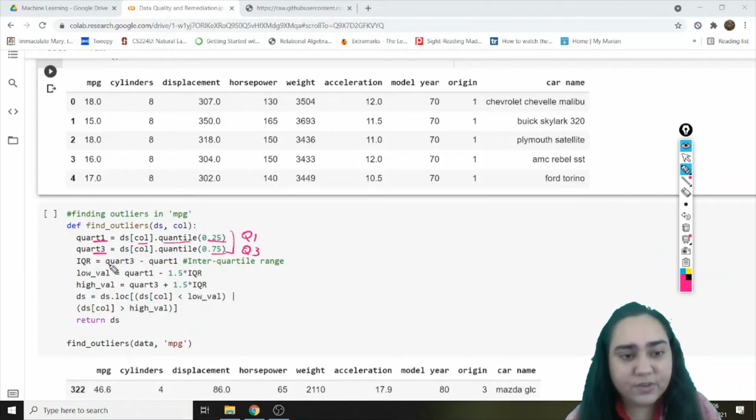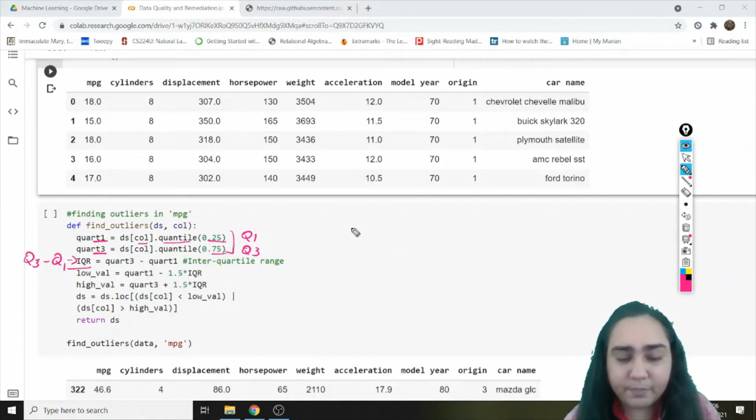Once you have the values of Q1 and Q3, you can calculate IQR, which is also called interquartile range, which is Q3 minus Q1. We know this from the statistics that we have studied, that this is Q3 minus Q1. So it's just quart 3 minus quart 1. Now we have to decide what are outliers. So outliers are usually values that lie beyond quartile 1 minus 1.5 IQR.